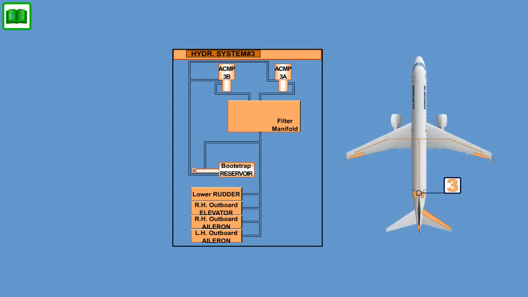Hydraulic System 3, installed in the aft fuselage, supplies the left and right outboard aileron PCUs, right outboard elevator PCU, and the lower rudder PCU.